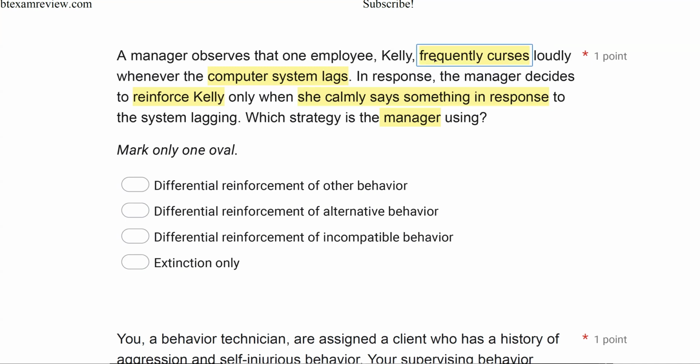In this case, can Kelly curse just calmly? She can, because the replacement is just saying something calmly. It isn't not cursing, it's saying something calmly. So since Kelly can still curse, yet she can do it calmly, the manager is likely using a differential reinforcement of alternative behavior. Be very careful on the DRO and DRA and DRI questions to make sure you ask yourself, am I teaching a replacement? And can that replacement be incompatible with the old behavior?